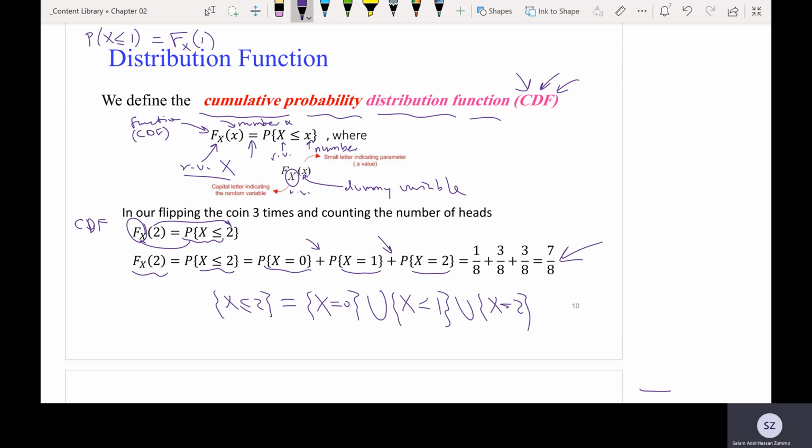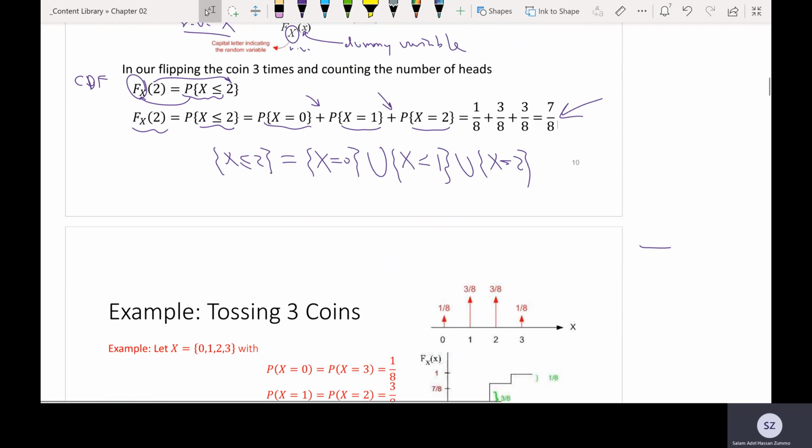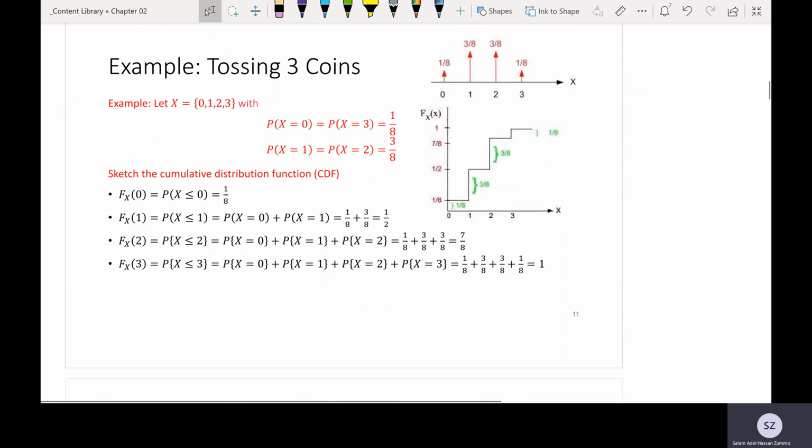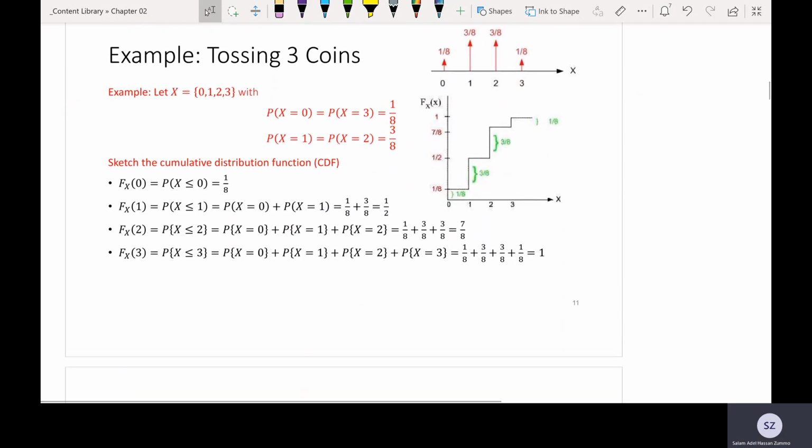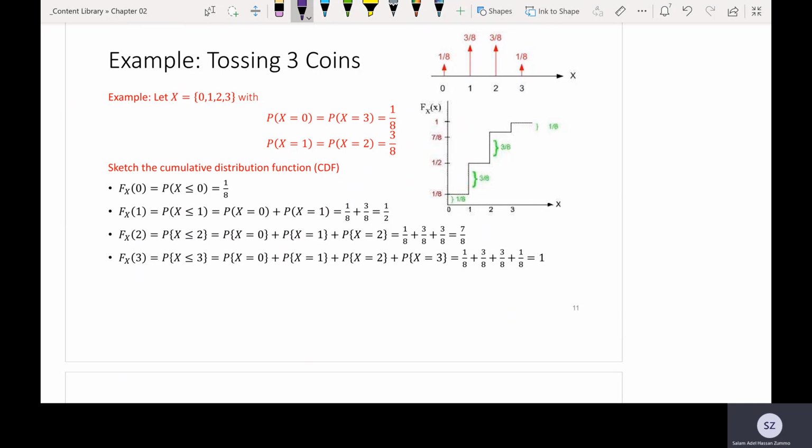Okay, let's see what this means. Let's see the shape of the function. Now, why are we describing the function? Because we want to see how it looks, because it makes our life visually easier. You can see things in a curve.